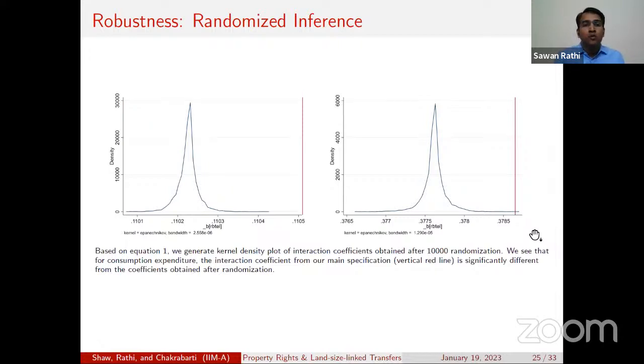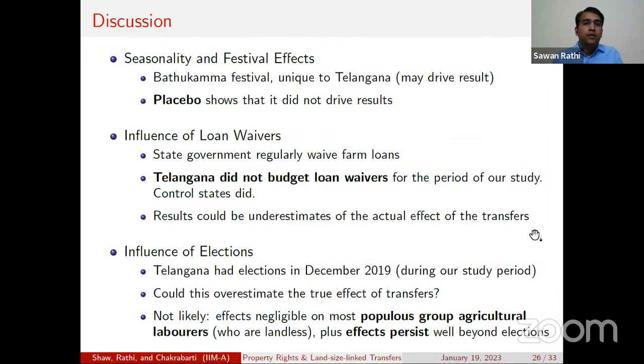What we can see is the actual coefficient is much farther away from the randomized values. It's just trying to say that if it would have happened just randomly, our line would have probably been somewhere here. But there's a huge significant difference between the actual value and the randomized coefficients, both for consumption expenditure and for borrowing. So we are doing multiple robustness checks and finally finding that the identification strategy is pretty strong and the results are pretty robust in multiple senses. So yeah, next slide. Finally, those are the results.